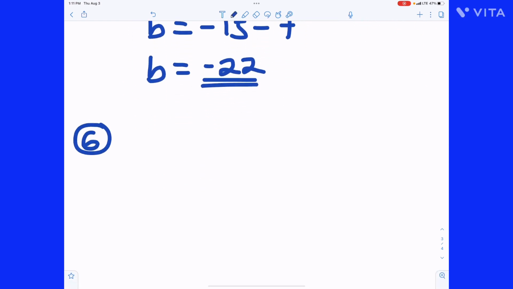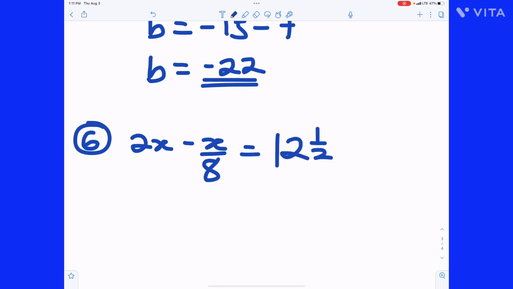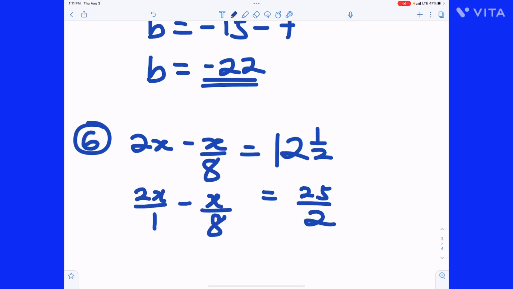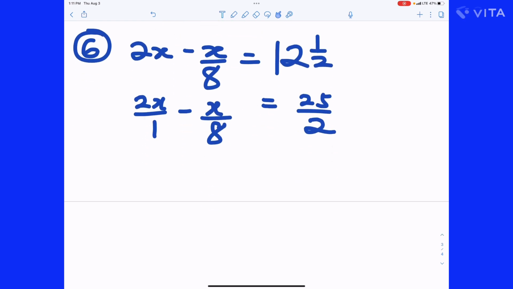Number 6 says 2x minus x over 8 is equal to 12 whole number 1 over 2. First of all, change this to 25 over 2. I hope you know how that is done. 2 times 12, 24, plus 1, that's what? 25 all over 2. So that means I'm going to write 2x over 1 minus x over 8 is equal to 25 over 2. What does that give you?